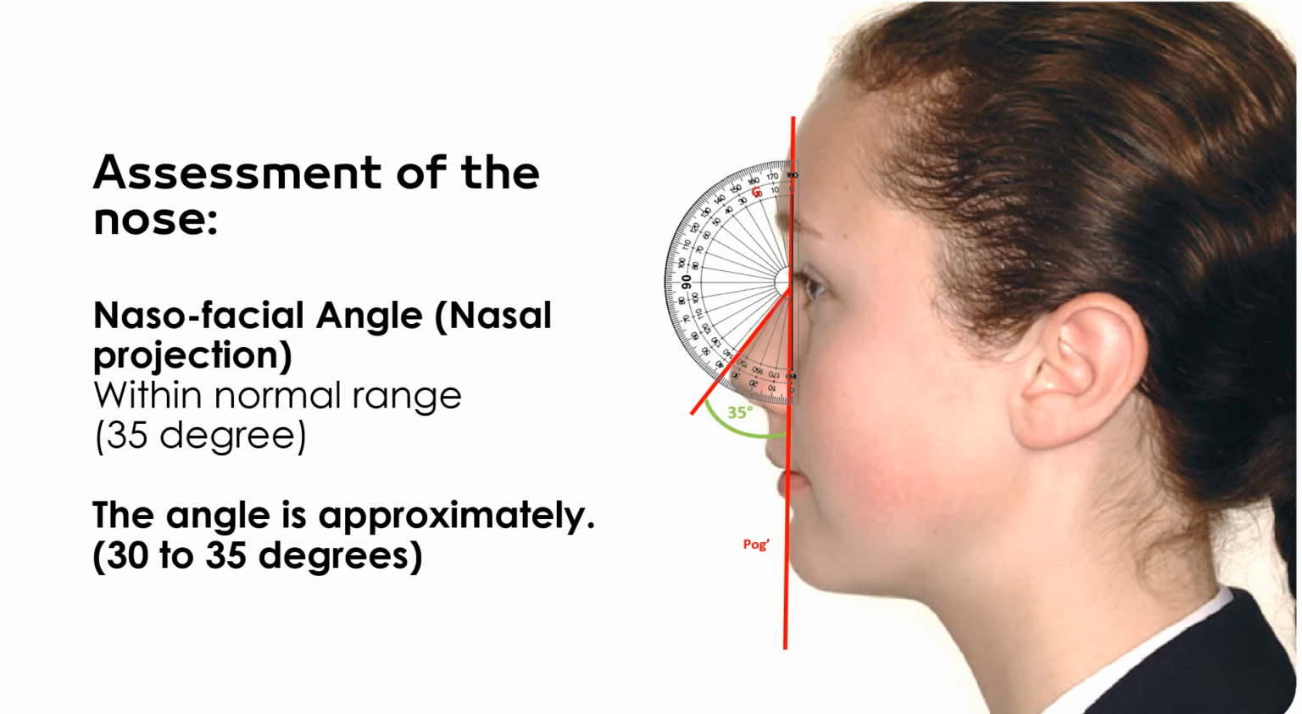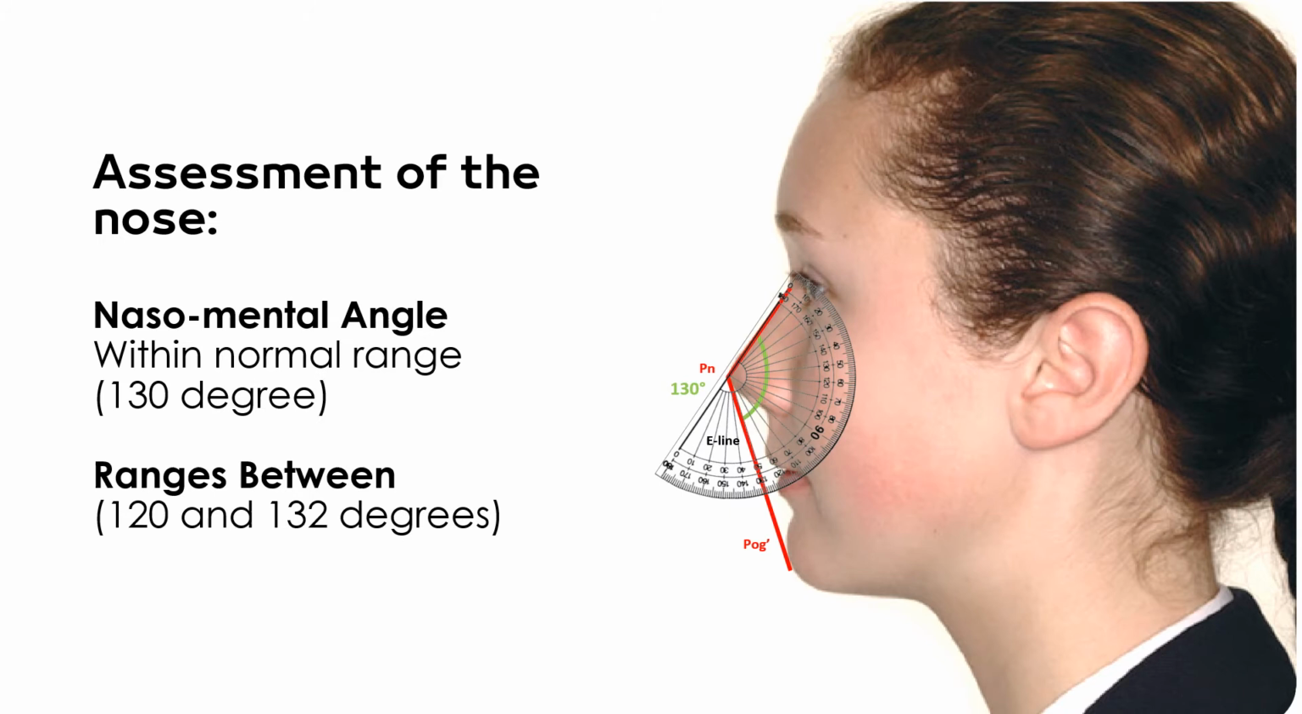Now to the assessment of the nose. The nasofacial angle is within normal range, which is 35 degrees, and the normal range is 30 to 35 degrees. The nasomental angle is within normal range as well, which is 130 degrees. It ranges between 120 and 132 degrees.